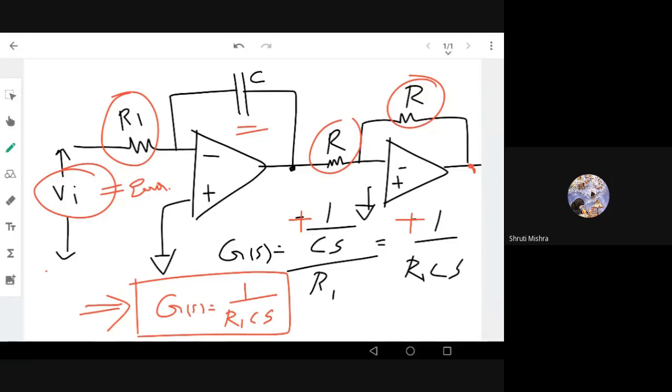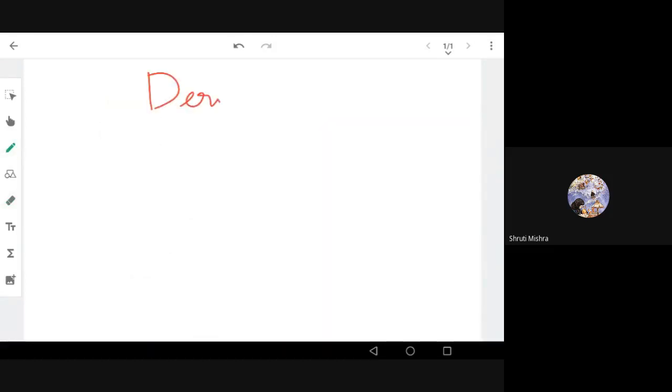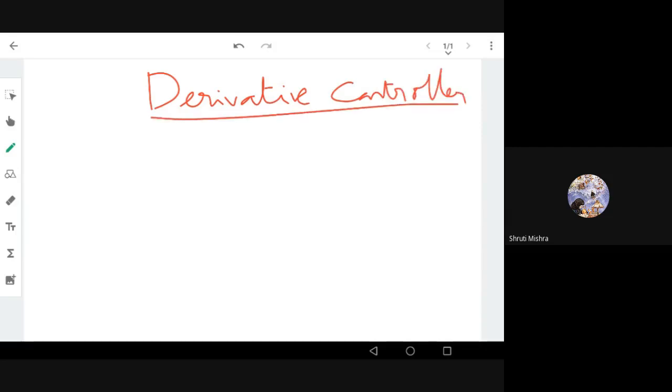Now we know the disadvantage of the integral controller: stability reduces. So we have to propose another kind of controller which improves the stability, but it also has some disadvantages. That kind of controller we call the derivative controller. What is the specialty of the derivative controller? Our controller output will be proportional to the derivative of the input error. That's it. This is the third type of standard controller we have.